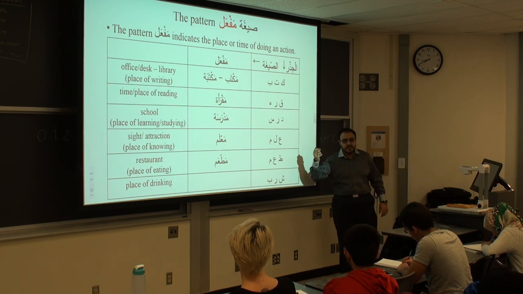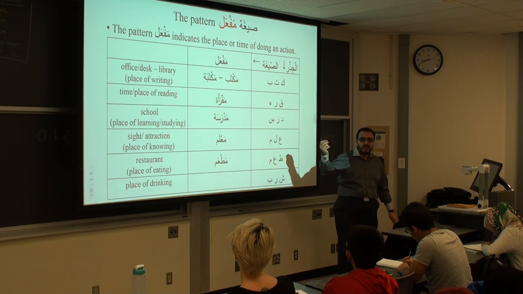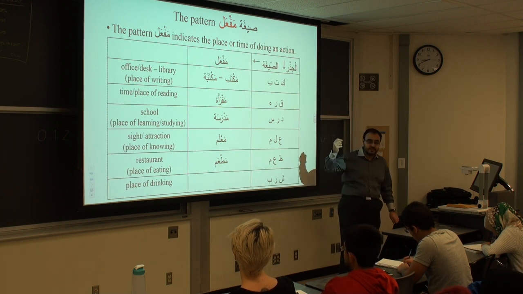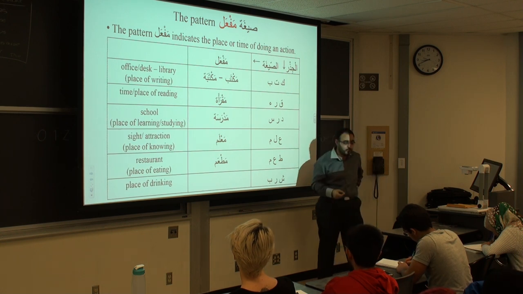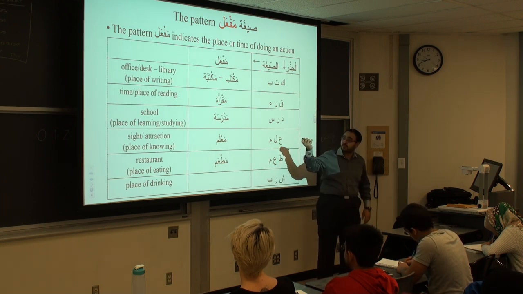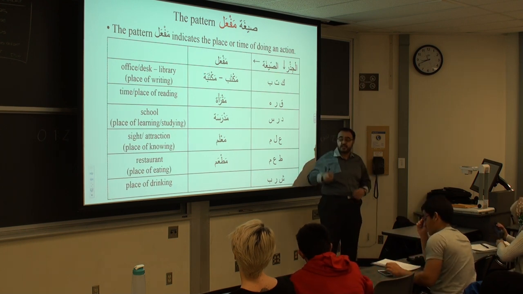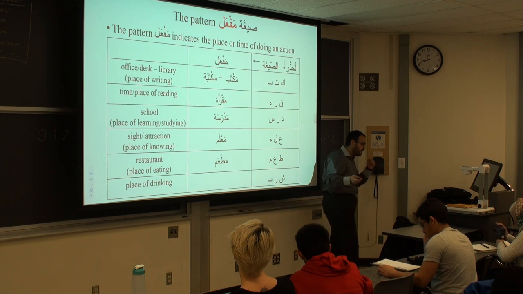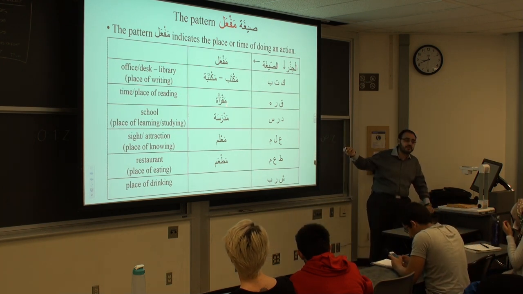So the library was more importantly used for writing books rather than for reading them, because writing books was considered more important. So that's why the library, or مكتبة, is the place of writing. Let's move on to Brandon. Can you read this word?